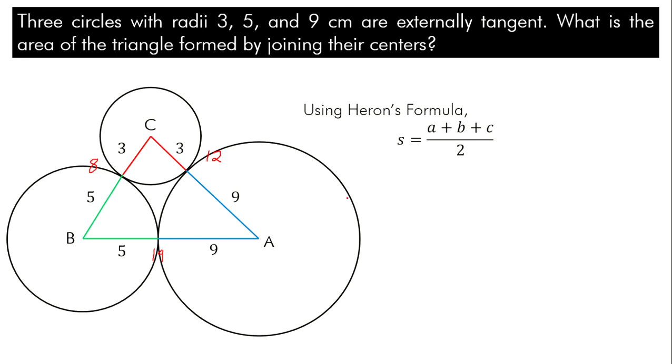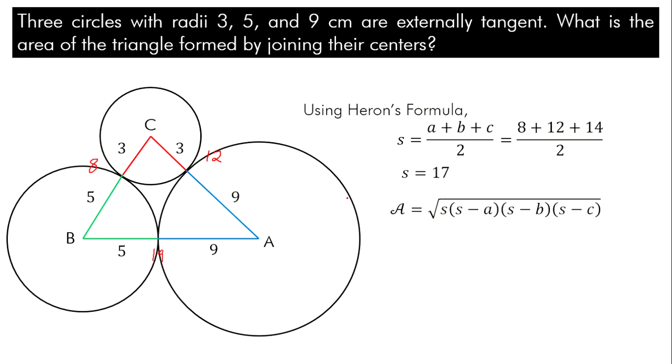So if we will apply that, we'll have 8 plus 12 plus 14 divided by 2. The semi-perimeter here is 17. Then applying the Heron's formula, we have the square root of s times the quantity of s minus a times the quantity of s minus b times the quantity of s minus c. Okay, so given that we have the semi-perimeter and the three sides, we'll have the square root of 17 times the quantity of 17 minus 8 times the quantity of 17 minus 12 times the quantity of 17 minus 14. So if you will use your calculator, you'll identify the area.